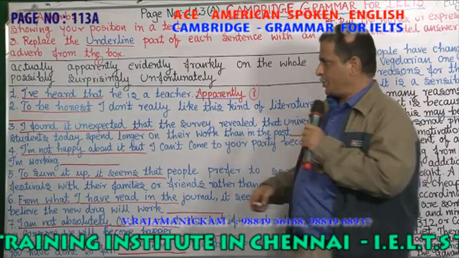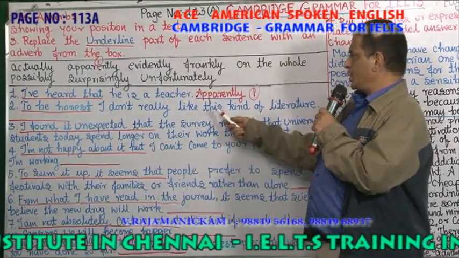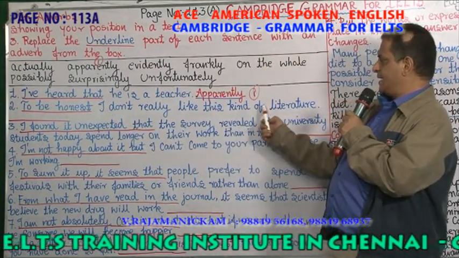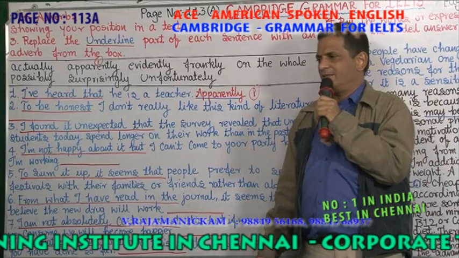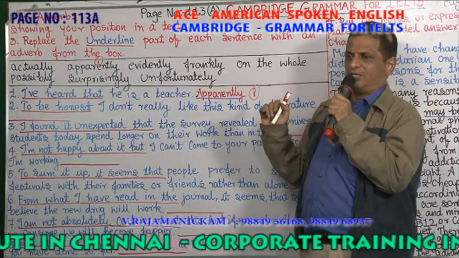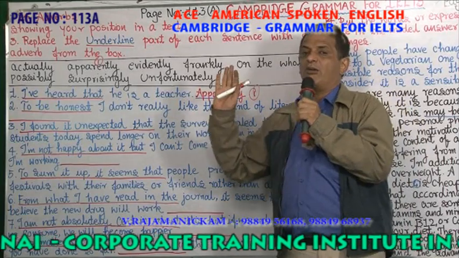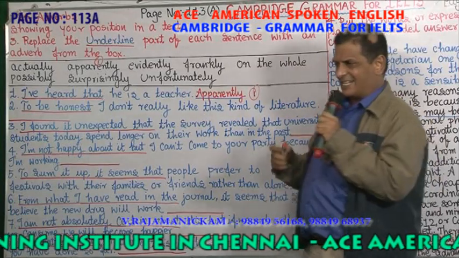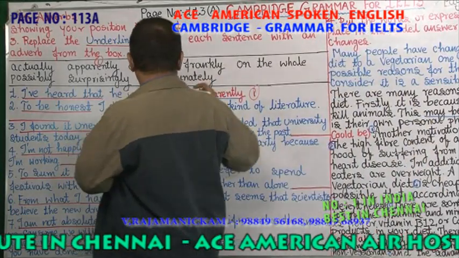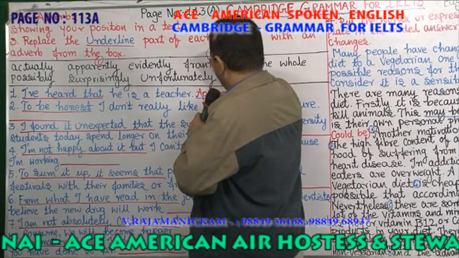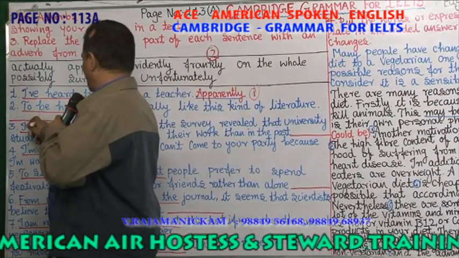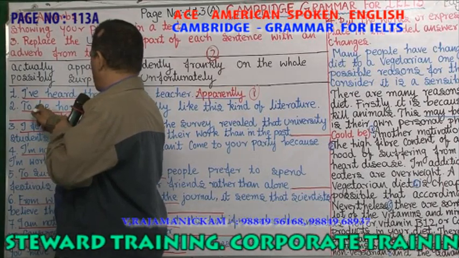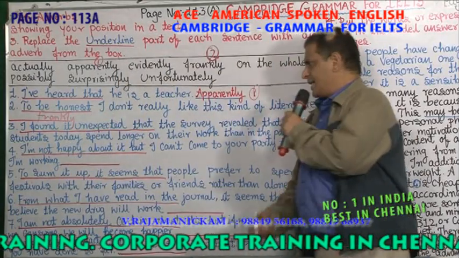Apparently means it's very clear. Number two, to be honest, I don't really like this kind of literature. What do you mean by literature? Written things. I don't like this literature. You don't want to hurt. So you just say, to be honest. You are being very frank. So what is the word you can use? Frankly, right? Frankly, you are openly saying, you are not bothered about what others will think. So you are frankly speaking. So instead of to be honest, you can use frankly, I don't really like this kind of literature.